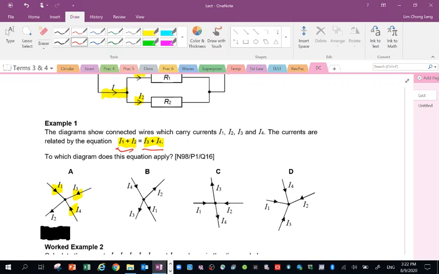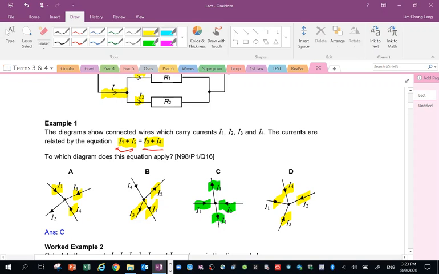B has three currents coming out, one going in. So again, it violates the equation. And then if you look at C, C is the right answer. Two going in and two coming out. So it follows the equation, I1 and I2 going into the junction, I3 and I4 coming out. So it's correct. D is wrong because all currents are going into the point, but nothing comes out. So the answer is simply C, right?